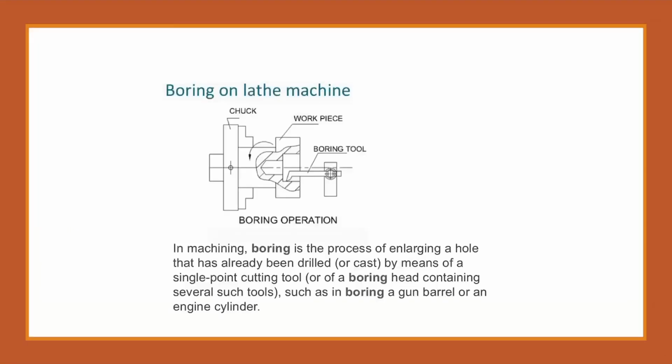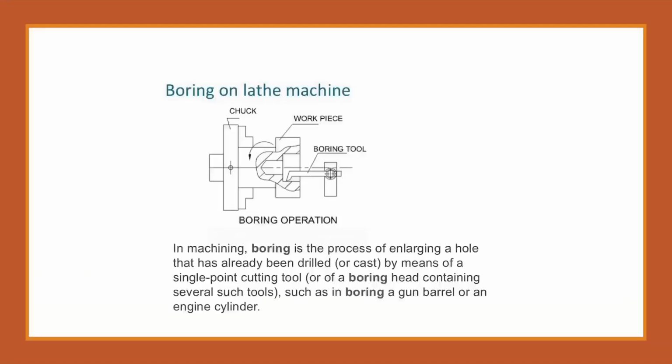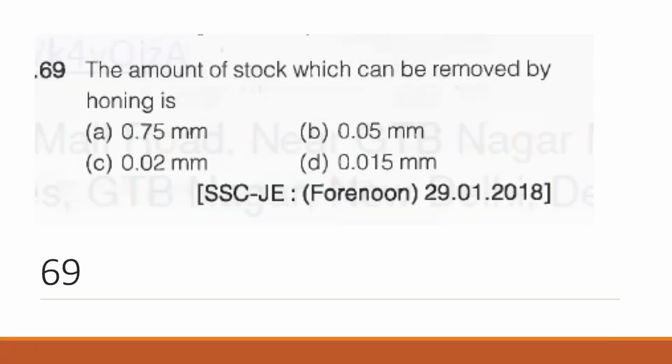Question number 69. So this is what the boring tool looks like. It is used for enlarging the internal hole, right? So the next question, the amount of stock which can be removed by honing is. The correct answer is D, 0.05 mm. This is also a very factual question. The amount of stock that can be removed by honing is 0.05 mm.